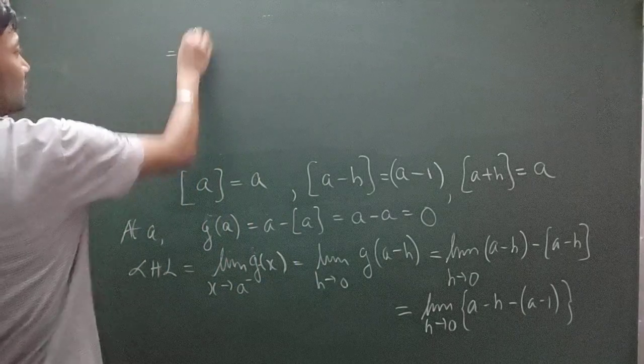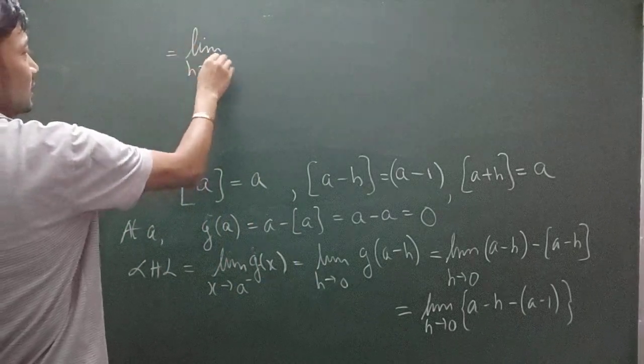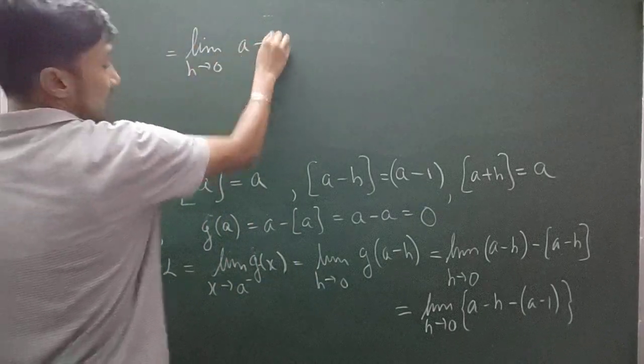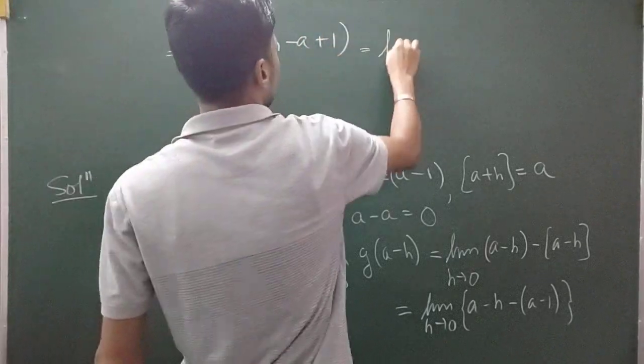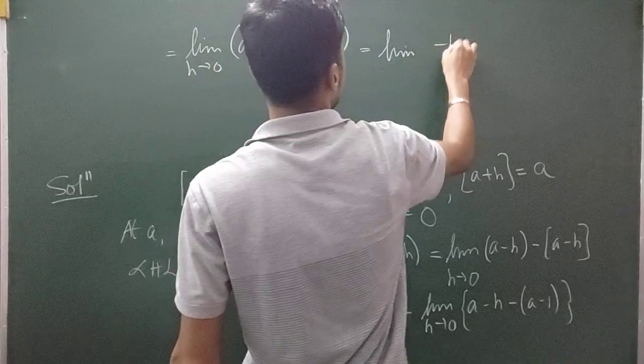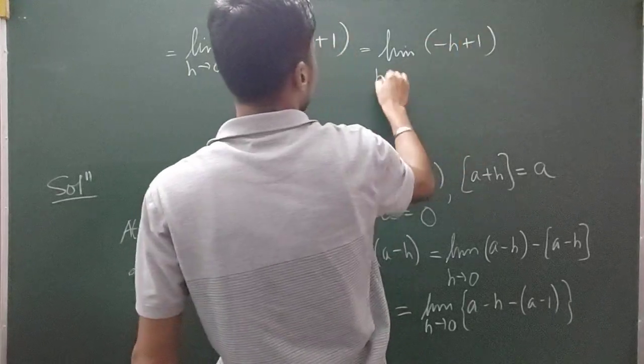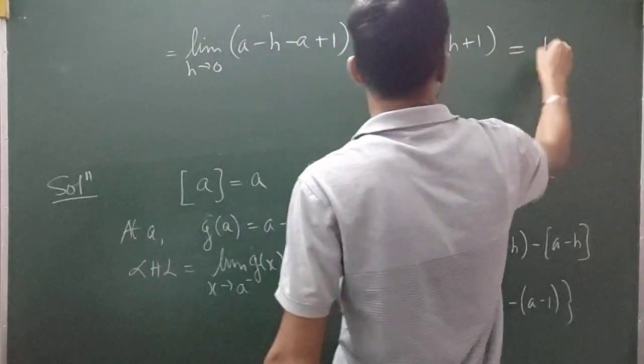So that would leave us with the limiting value as h tends to 0, a minus h minus a plus 1. So that would be the limiting value, that's minus h plus 1 as h tends to 0. So this would be 1.